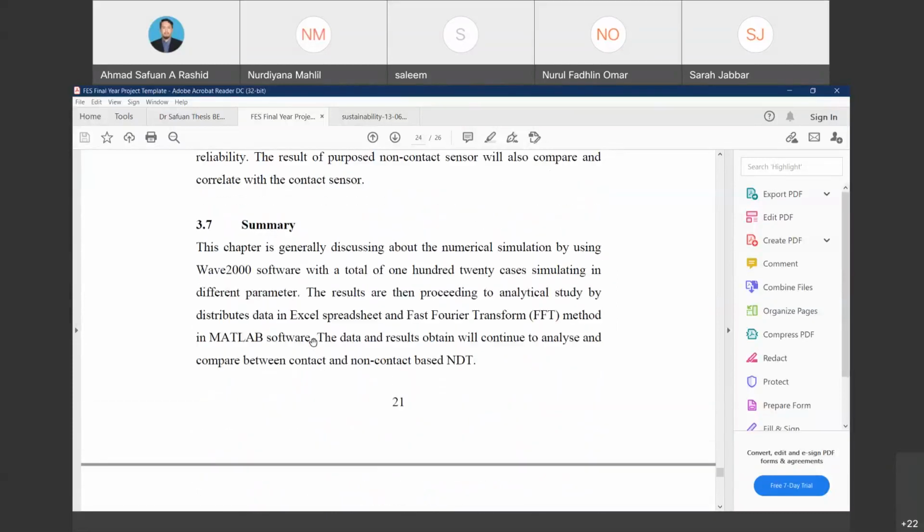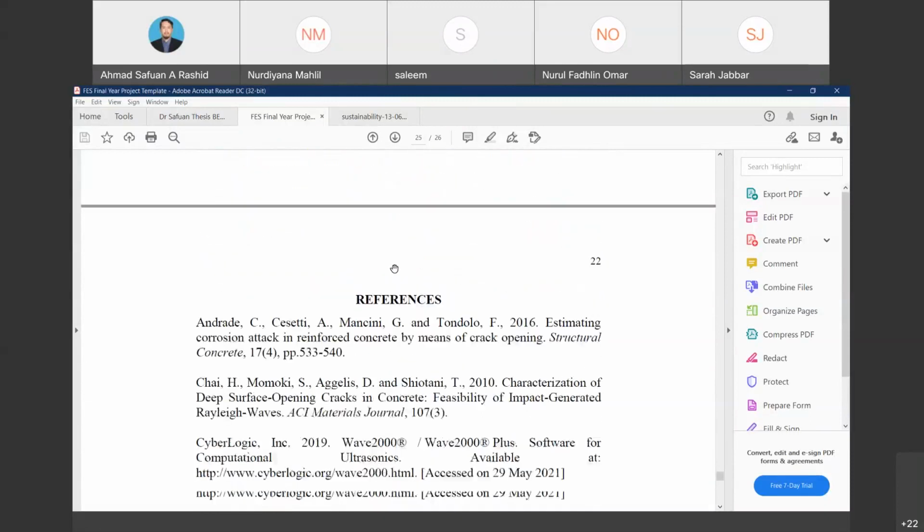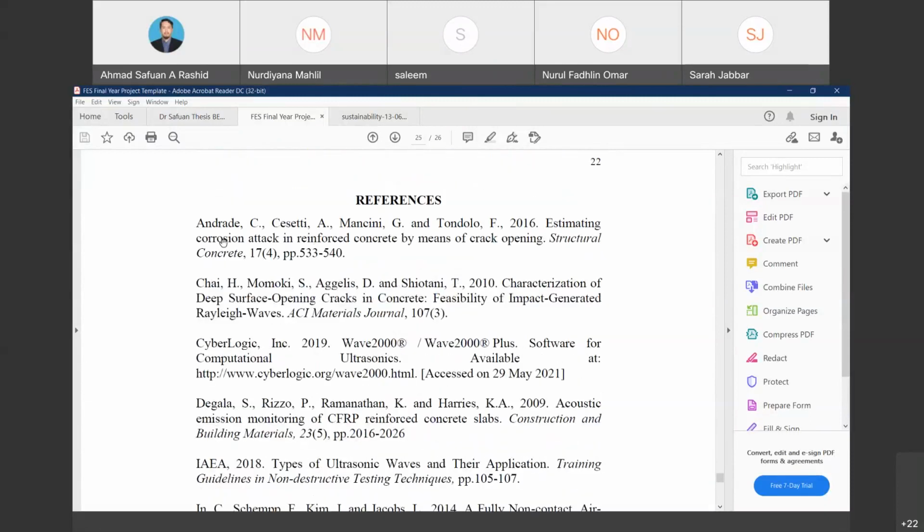Okay. It's not important to have a summary in chapter 3. Normally a summary is only included in chapter 2. There's no need to have a summary for each chapter, only a summary in chapter 2. Then for the references, please make sure that you write in the proper way. This is among the right ways to write the references.